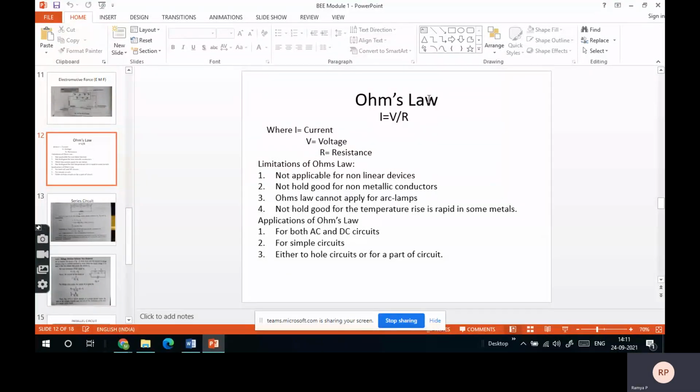Suppose I want to give a definition, what do we mean by Ohm's law? Where exactly is it applicable? In which circuits is it applicable, and which is it not applicable? This is what we are going to study in this particular topic.